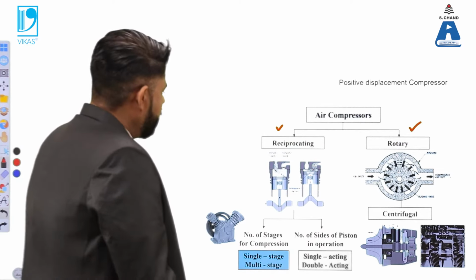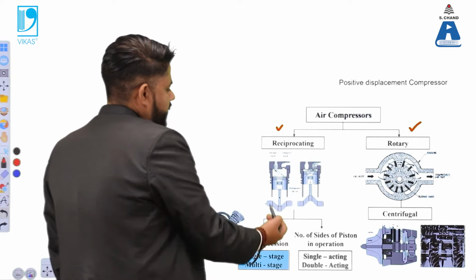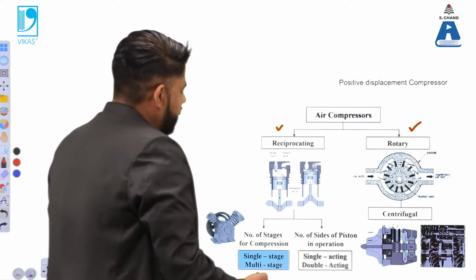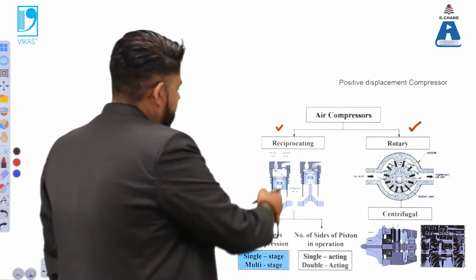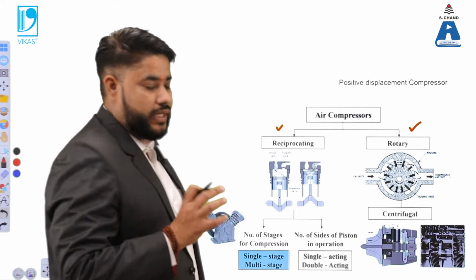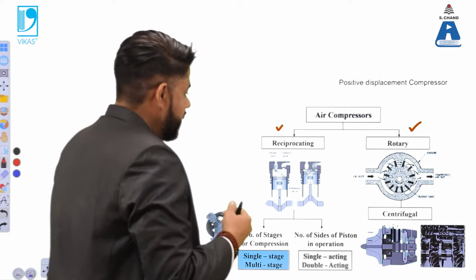In this you can see that it has a piston and a cylinder arrangement. So it has a piston again, it has a cylinder arrangement, and the air is being entrapped into the particular gap of the cylinder, and it causes a compression and the air gets compressed.